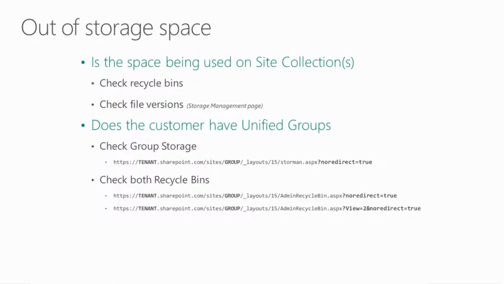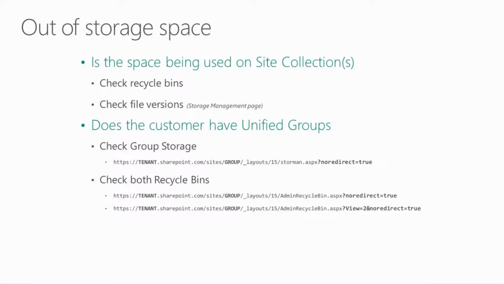Okay, the last scenario that we have is where you are running out of storage space. So this is a typical scenario where the customer sees that they don't have any storage left, but they don't know where it's being used. So the first thing you want to do is go to the SharePoint admin center and check the space that is being used by site collections. And there, on all site collections, you should maybe find one that has a strange value or more than the customer expects. And what you can do then is go into that site collection and check the recycle bins.